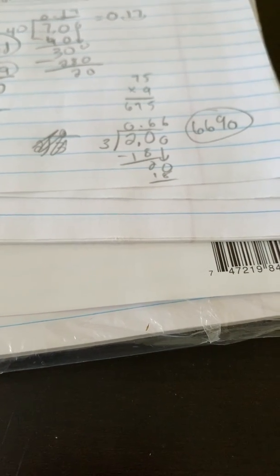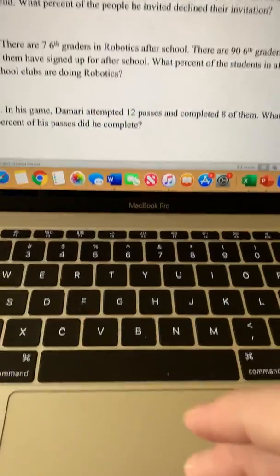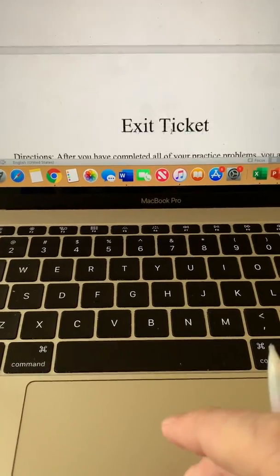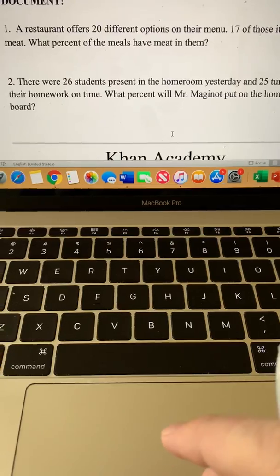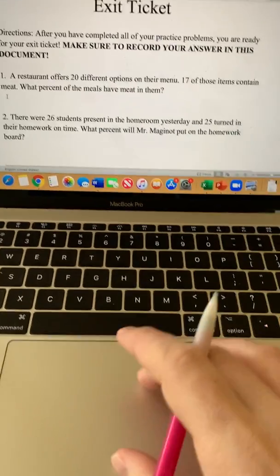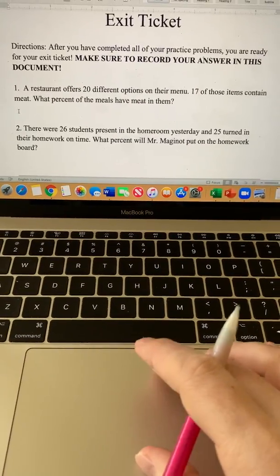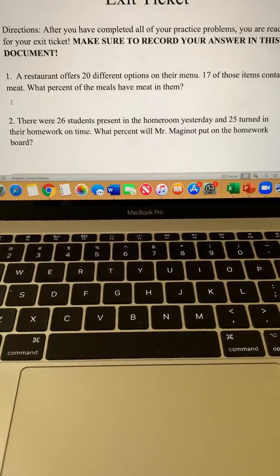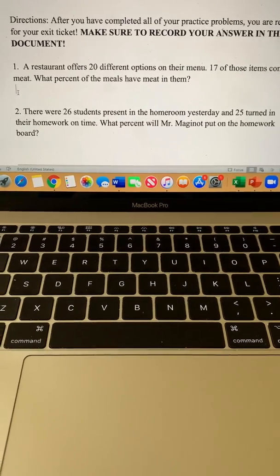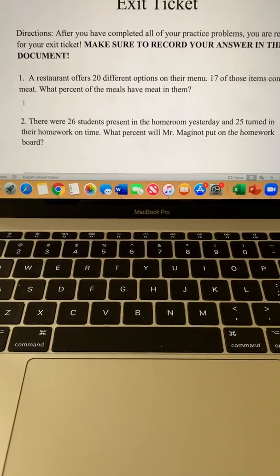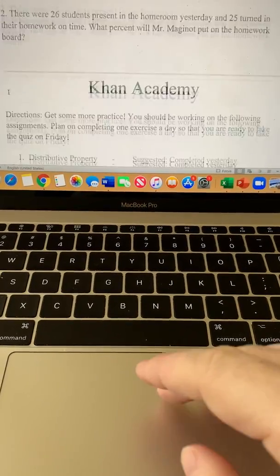Okay, make sure that you've entered your answers correctly on this document. You now have 2 more questions to do for exit ticket. When you write your answer, put it in a complete sentence underneath. So if it says what percent of the meals have meat in them, blank percent of meals have meat in them. You have 2 questions on your exit ticket.